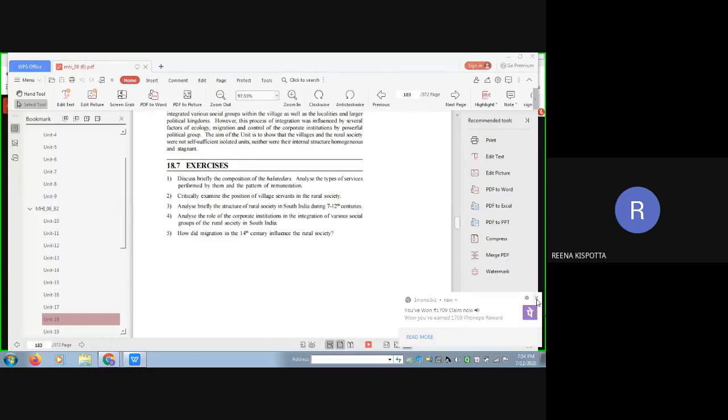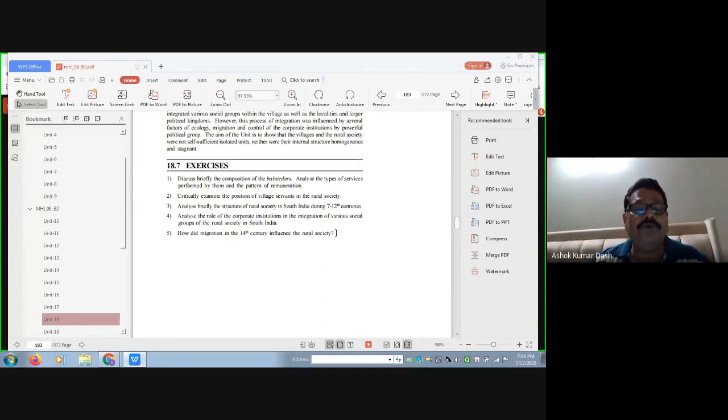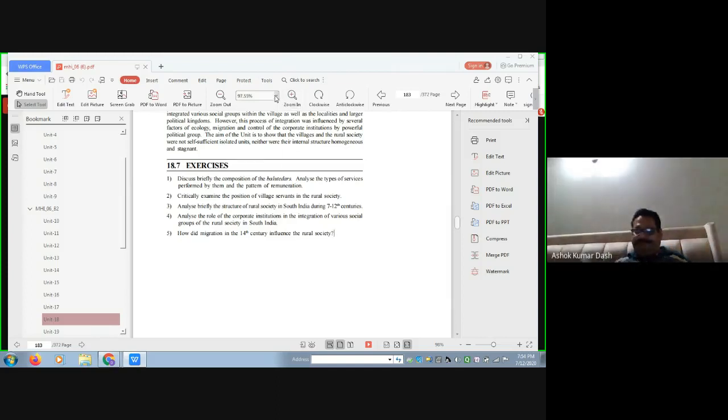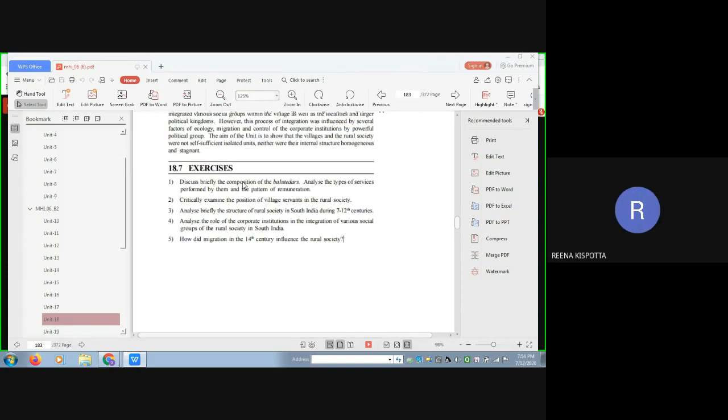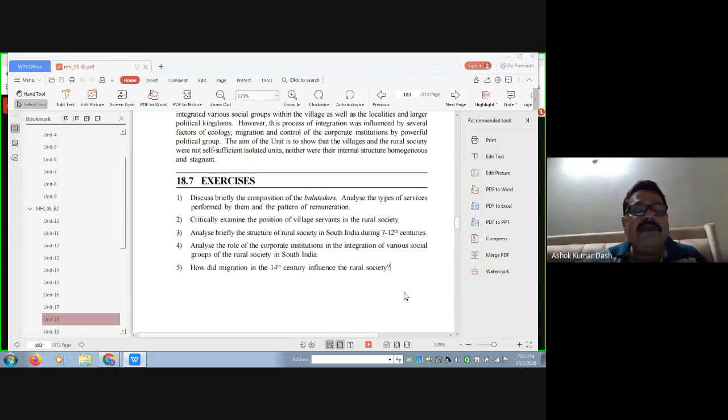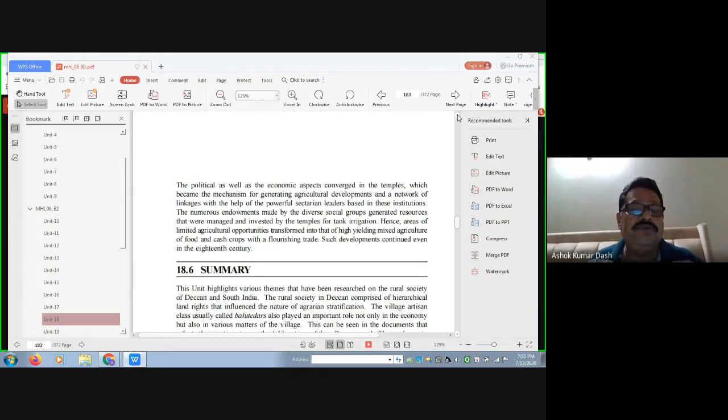Okay. How did migrants in the 14th century influence the rural society? Yes, sir. Just a minute. Please bring it to the front page of the unit 18, first page of the unit 18.